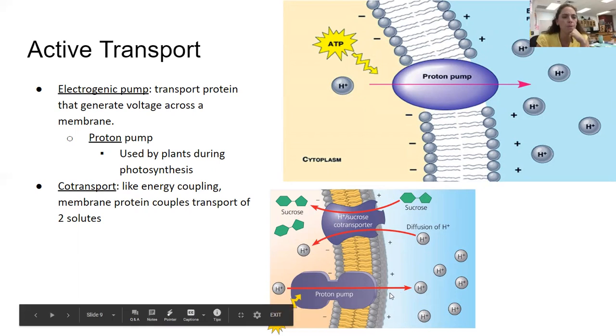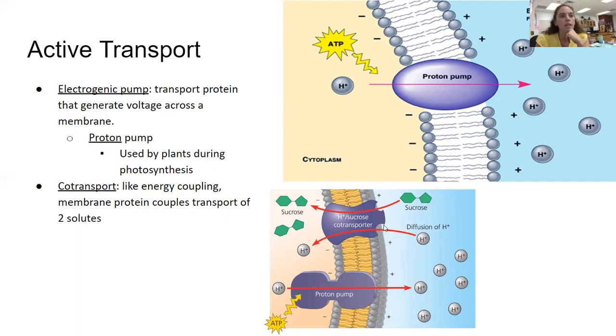Our proton pump moves hydrogen ions out. We now have a high concentration outside. The hydrogens want to diffuse back in. So as a hydrogen ion or proton diffuses in through this co-transporter, it can bring along with it other molecules. So this is an example of a sucrose co-transporter. Sucrose is otherwise too big to fit through the membrane. This picture, just to note, is not drawn to scale. A sucrose molecule is much, much larger than a hydrogen ion. This is just an illustration.